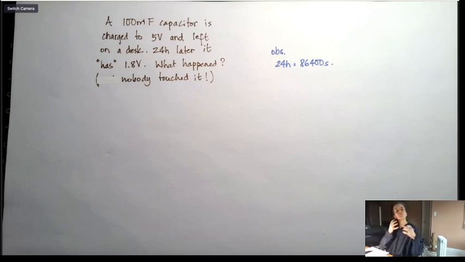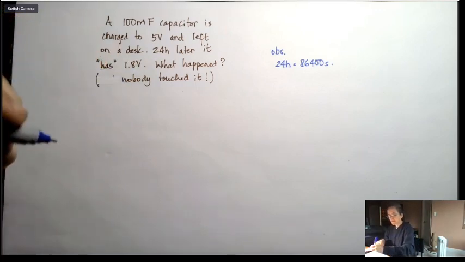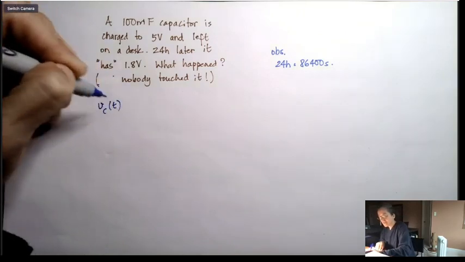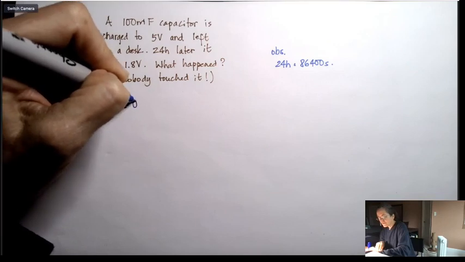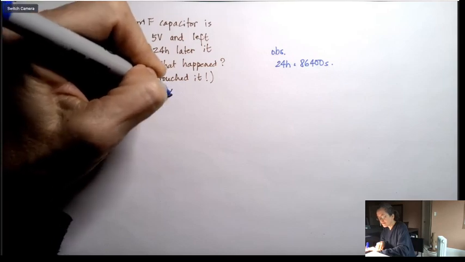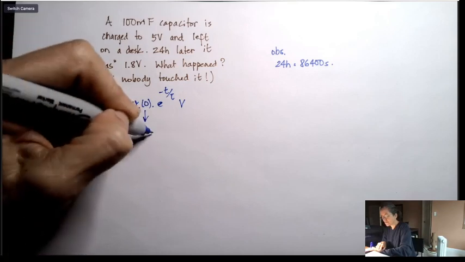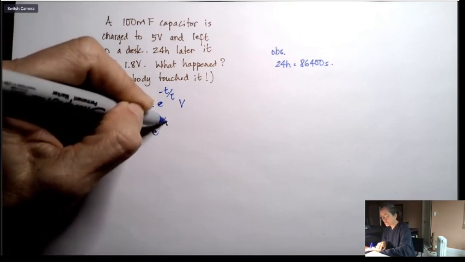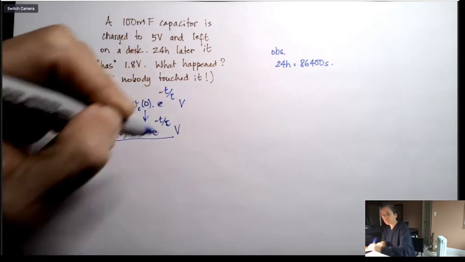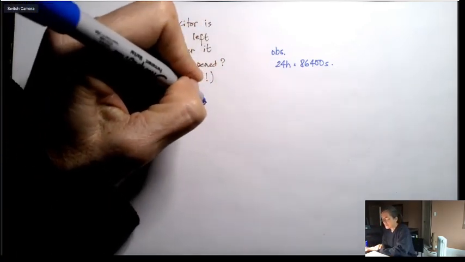Basically, as soon as you charge a capacitor and you don't touch it, it is following an exponential decrease. So the voltage across the capacitor will be the voltage across the capacitor at 0 times an exponential to the minus t over tau volts. And here I'm saying it's 5 volts. So Vc of t equals 5 e to the minus t over tau. We know this is what's happening to the capacitor, and tau is RC.